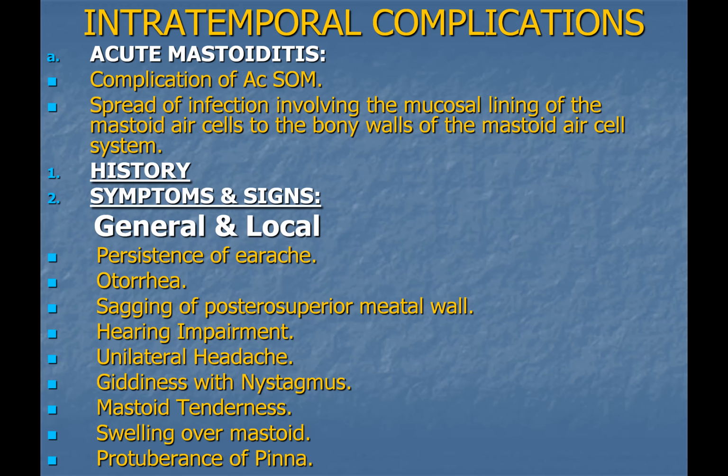Patient would definitely have ear discharge. There can be sagging of the posterosuperior meatal wall, which is because of periosteitis of the bony partition wall between the antrum and the deeper posterosuperior part of the bony canal. There would be perforation of the tympanic membrane. There would be swelling over the mastoid, and there would definitely be hearing loss, which would be of conductive type.